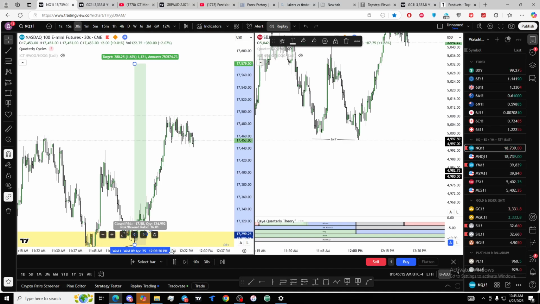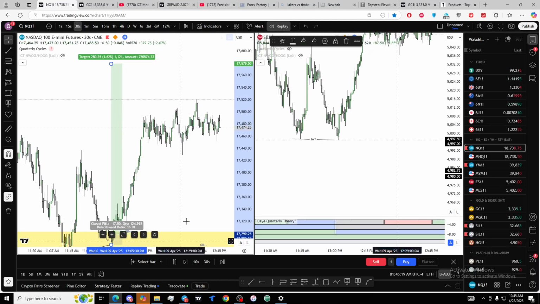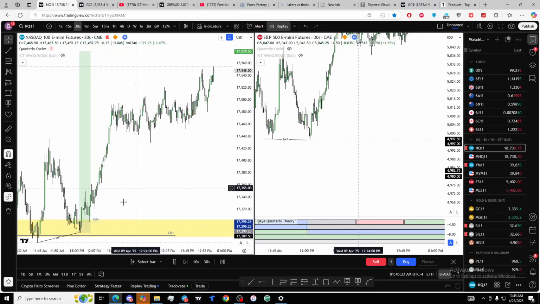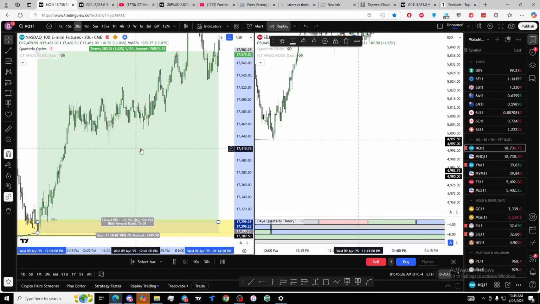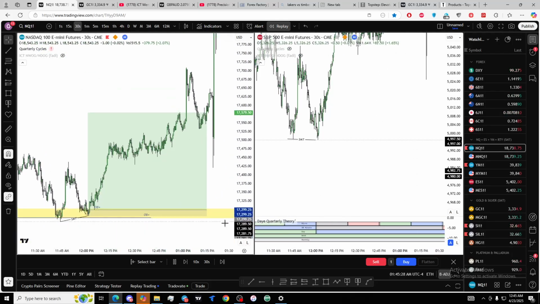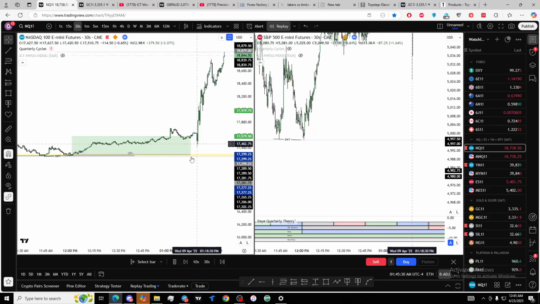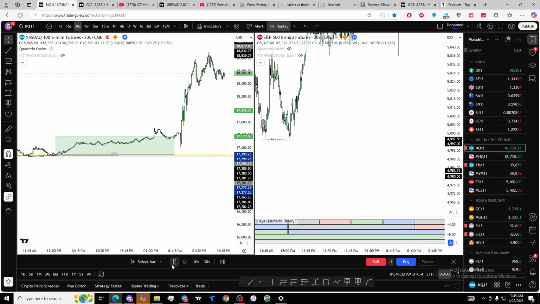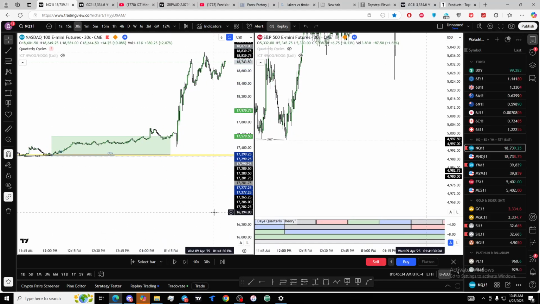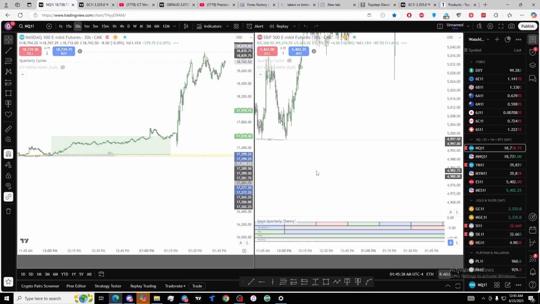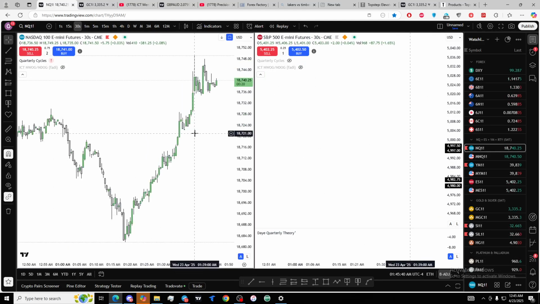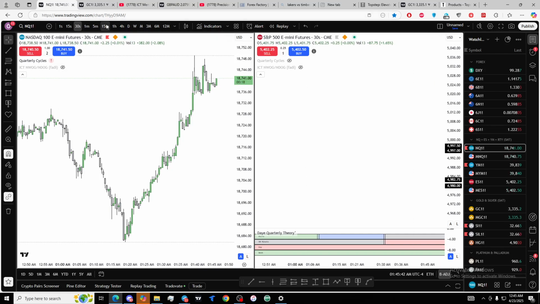And let it play out. Play out perfectly. And then Trump tweeted and made the market go crazy. But yep, that's how you find SMTs. Really simple process on how to.